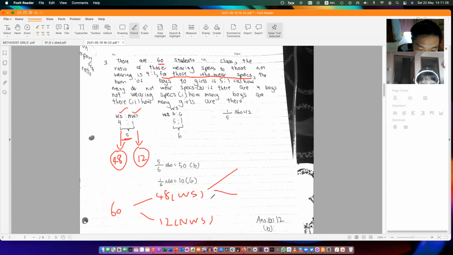So for those who wear spec means 48 of them, right? So it says what? It says the number of boys to girls is 5 to 1. So boy to girl is 5 to 1. Can you also write the word wear spec right here? So now can I ask you, the wear spec is how many? 48. So you need to write 48 here. Okay, you write 48 here. Then now, if wear spec is 48, can you figure out the boy and the girl? How many for boy and how many girl?